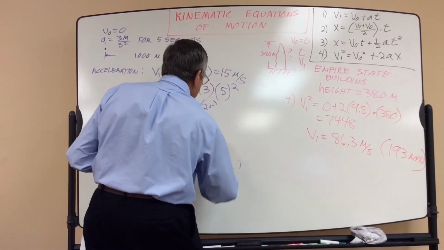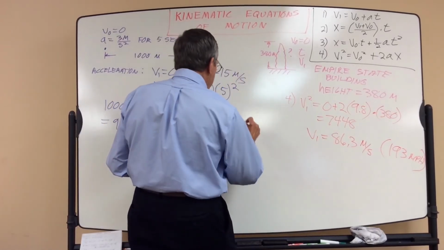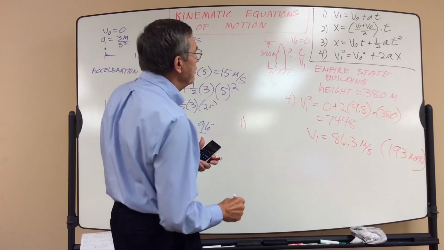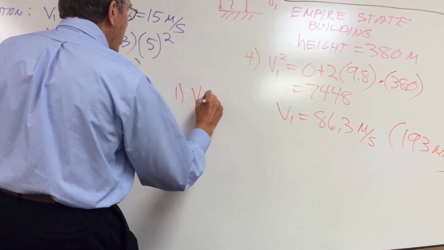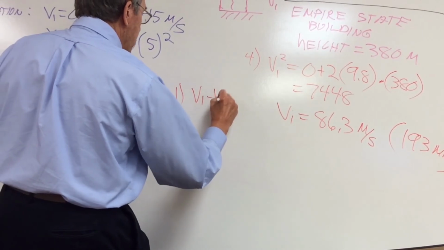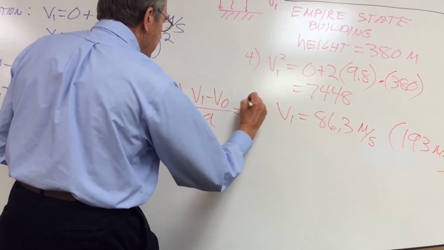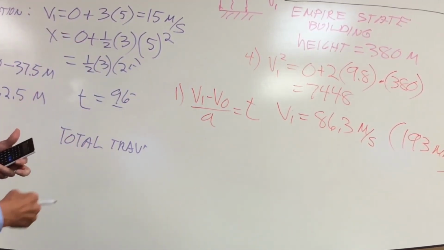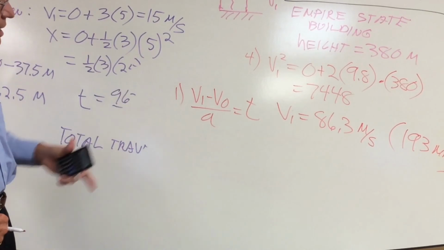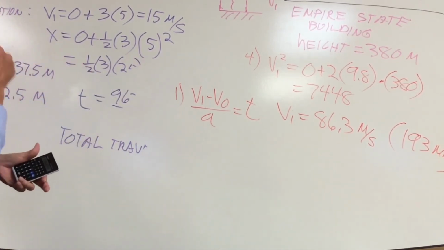Erase this. So we're going to use equation 1. We're going to solve it for t. So that's going to be v1 minus v0 divided by a is equal to t. Okay? We want the time, and in our first step we found the velocity that it's going to end up going, and so that allows us to quickly get to the time.